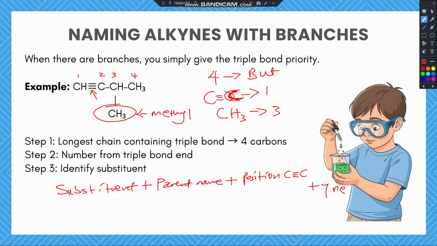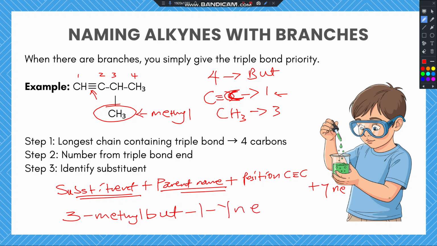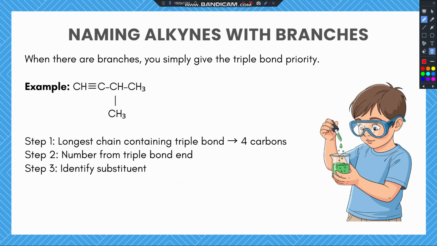So altogether, let's do that now. The substituent is methyl located on carbon number 3. So we have 3-methyl, and then the parent name, 4 carbon atoms, BUT, and then the position of the triple bond, which is on carbon number 1. So we have but-1-yne, 3-methyl. 3-methylbut-1-yne would be the name of the compound, as you can see done over here.